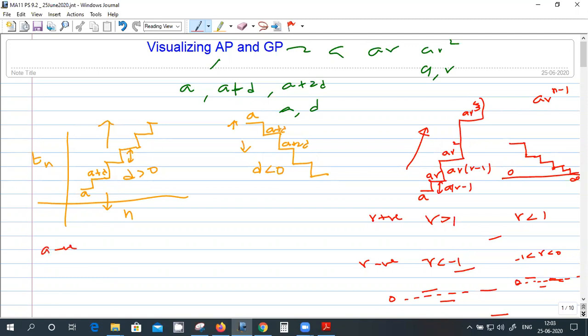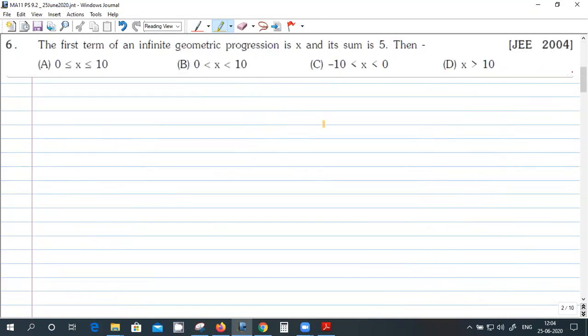The A is negative and R is greater than 1. So instead of this one, the whole thing will come down. Got it? A is negative, but R is greater than 1. So it is this thing, which is reflected about this x-axis. Is it clear? Solve this problem.